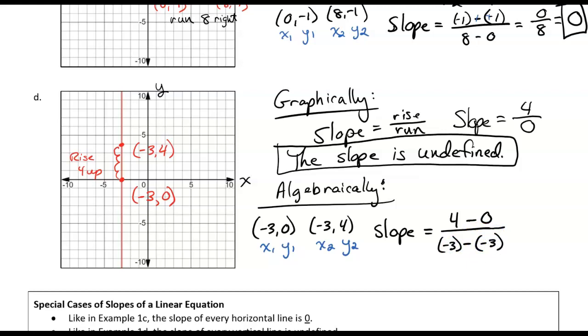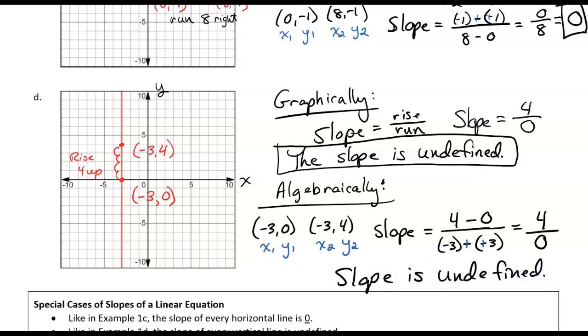All right, so in the top, 4 minus 0 is 4. On the bottom, we have another negative situation, so that turns to plus. -3 plus 3 gives me 0. So once again, our slope is undefined.